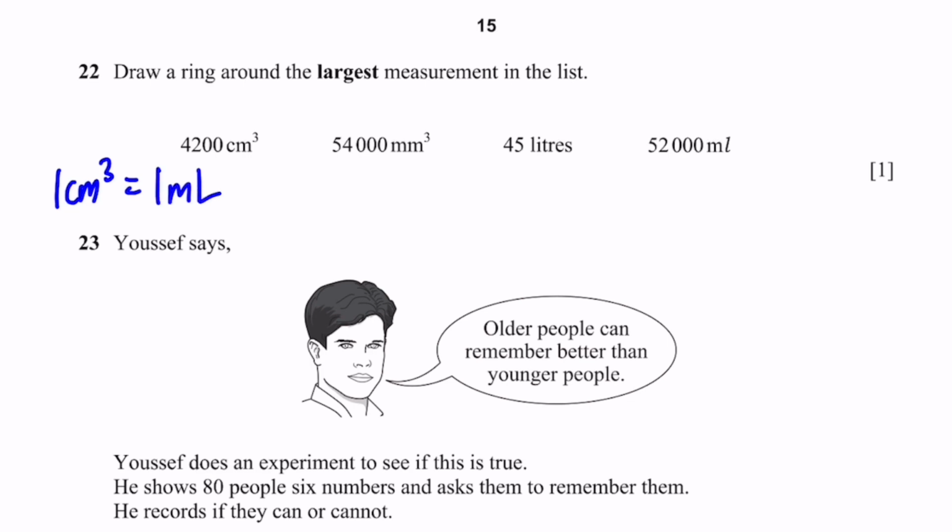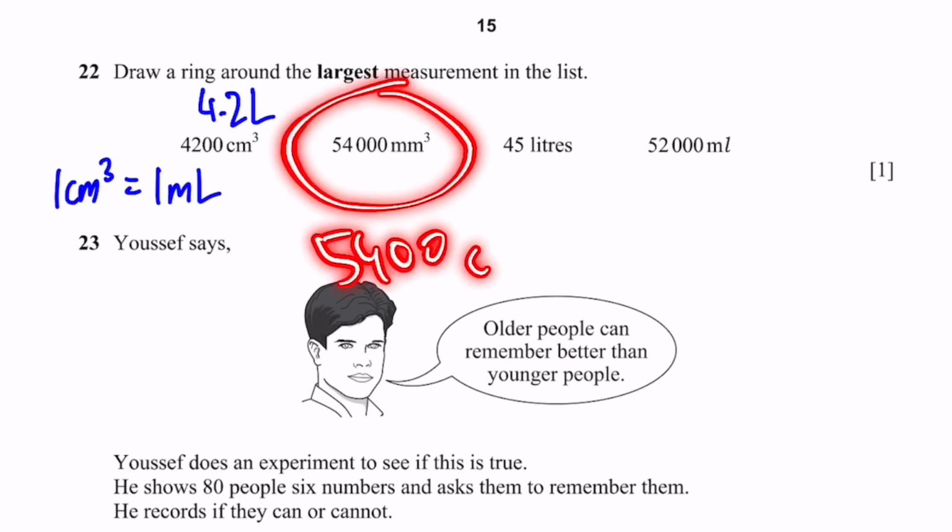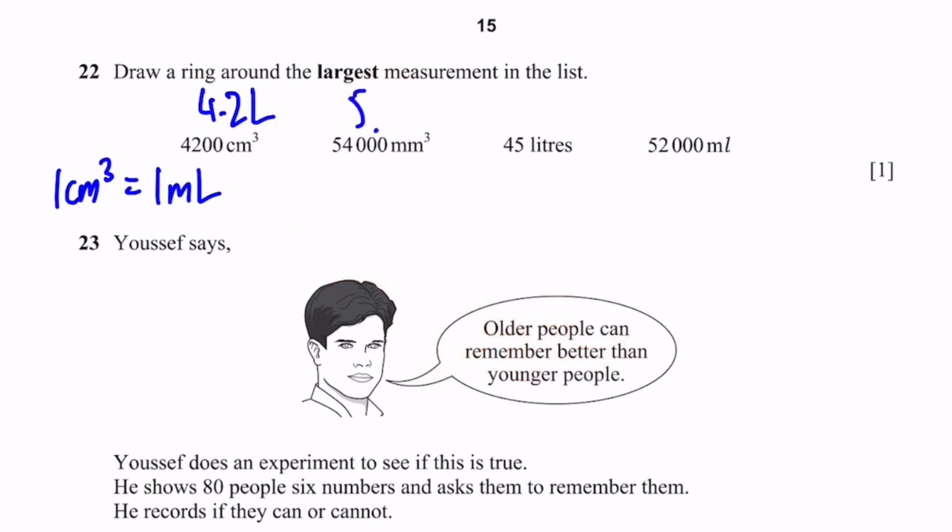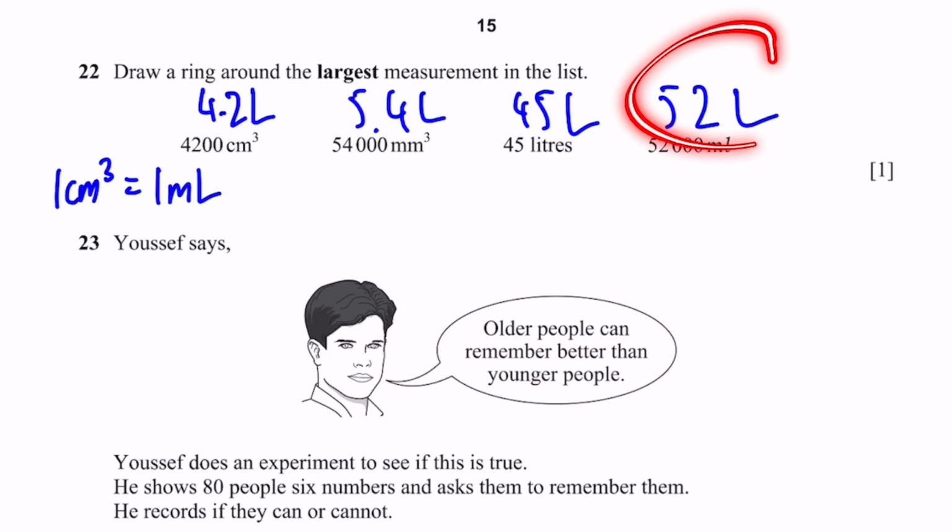So with this information, 4200 centimeter cube is 4.2 liters. We'll convert them all to liters, by the way. This 54,000 millimeter cube is 5400 centimeter cubed, which is 5.4 liters. 45 liters is already in liters. 52,000 milliliters is 52 liters. And out of these, 52 liters is the greatest, therefore we can draw a ring around 52,000 milliliters.